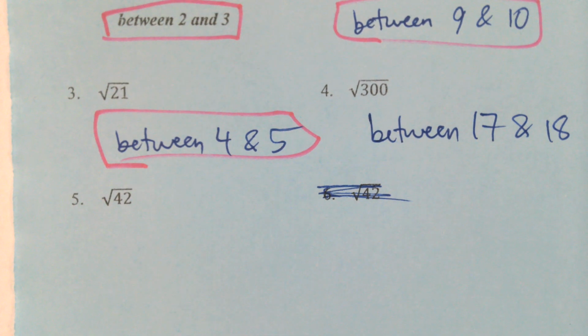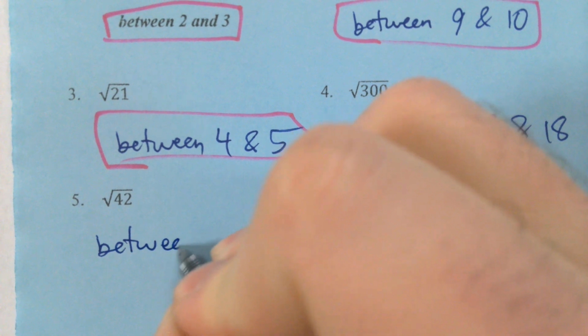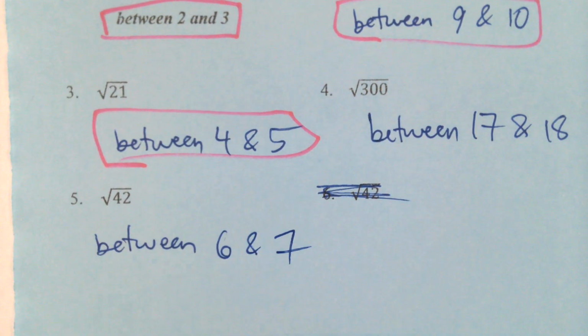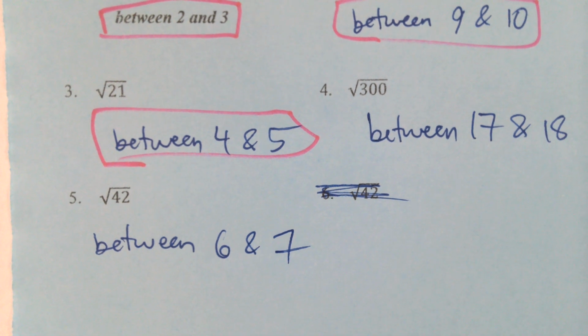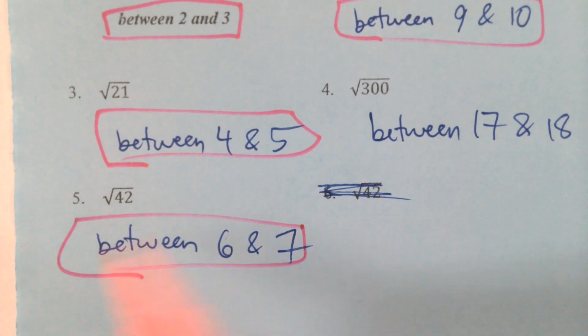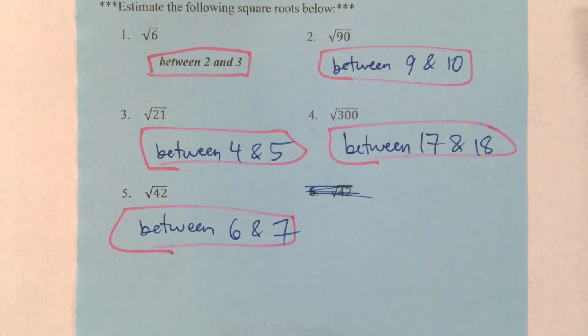And who's got number 5? Azalea, go for it. Between 6 and 7. Exactly right. We got 36 to the left on the number line. We got 49 to the right on the number line. It's going to be right there in between 6 and 7. So there's those 5 examples for you guys. I'll give you guys a little bit of time to soak that in.